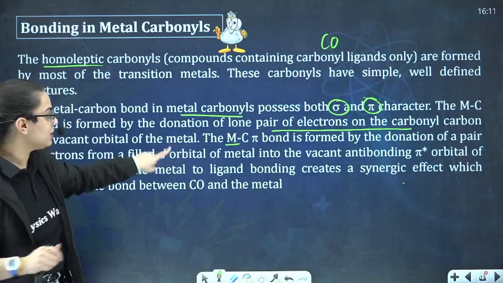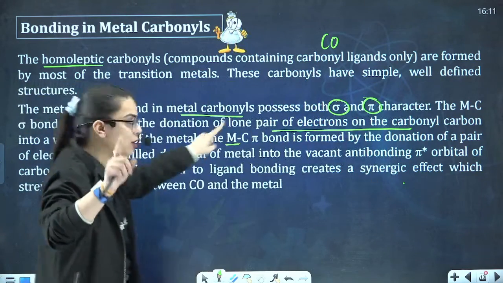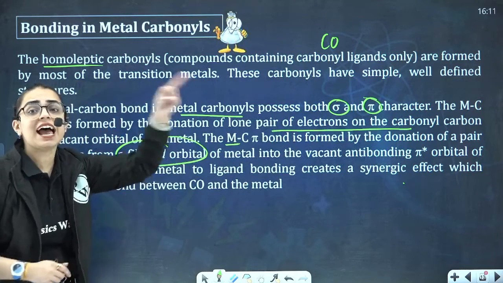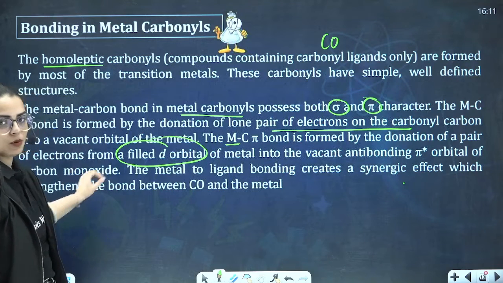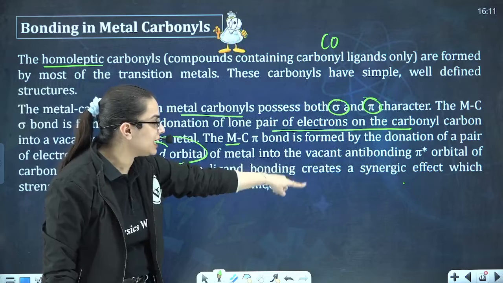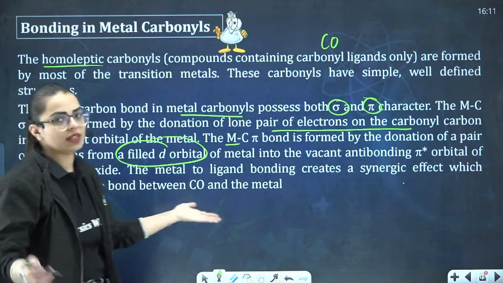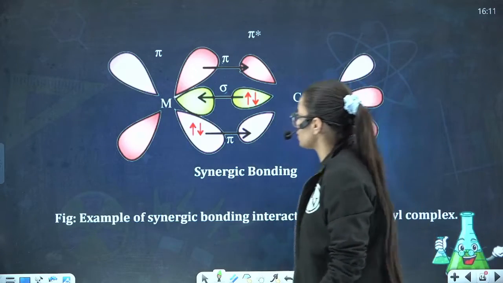Now in the other case, if you talk about the pi bond, the donation of a pair of electrons is done from a filled d orbital into a vacant anti-bonding pi star orbital. Is it clear? Of the carbon monoxide that we are talking about. The metal to ligand bonding creates a synergic effect basically, which strengthens the bond between the CO and the central metal atom, which you can see from this particular structure over here.